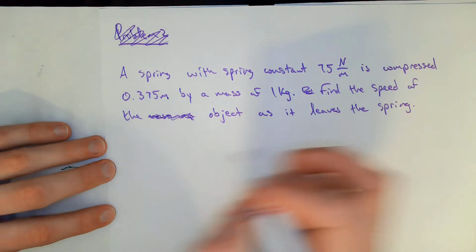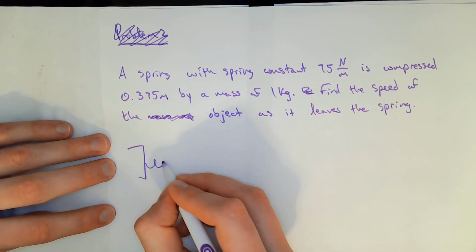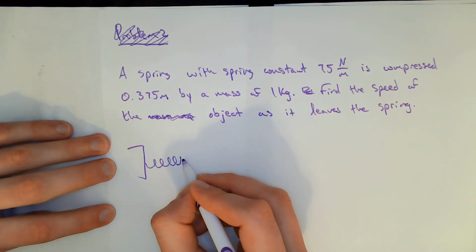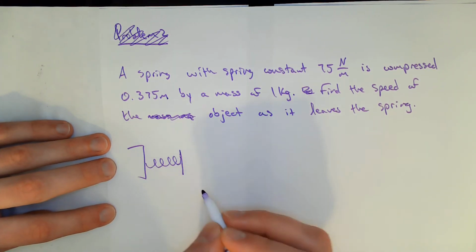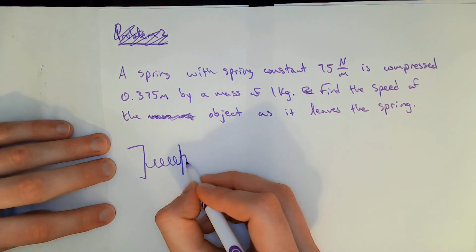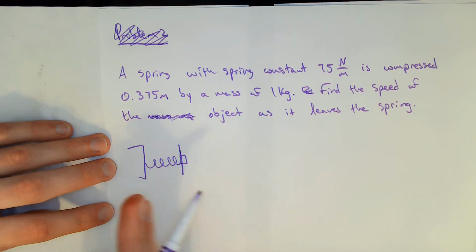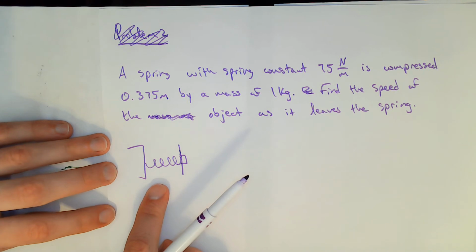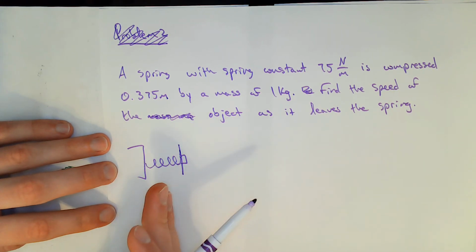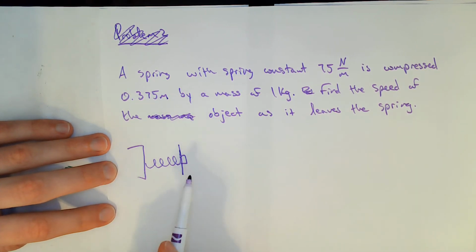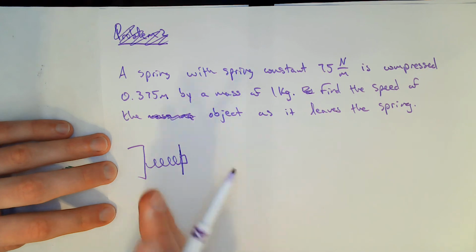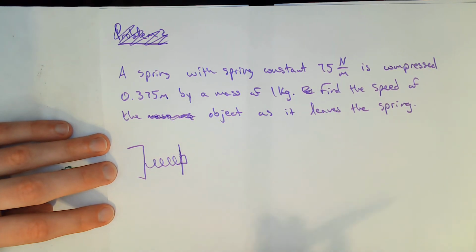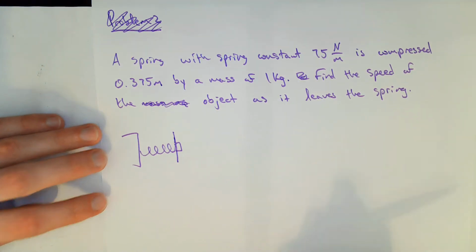So let me draw a picture here. I've got some setup with a spring that's being compressed by some plate or something, and we're about to launch this object. It's got a spring constant of 75 newtons per meter. It's being compressed 0.375 meters by this mass of 1 kilogram. We're going to let it go. We want to find the speed of that mass as it leaves the spring.